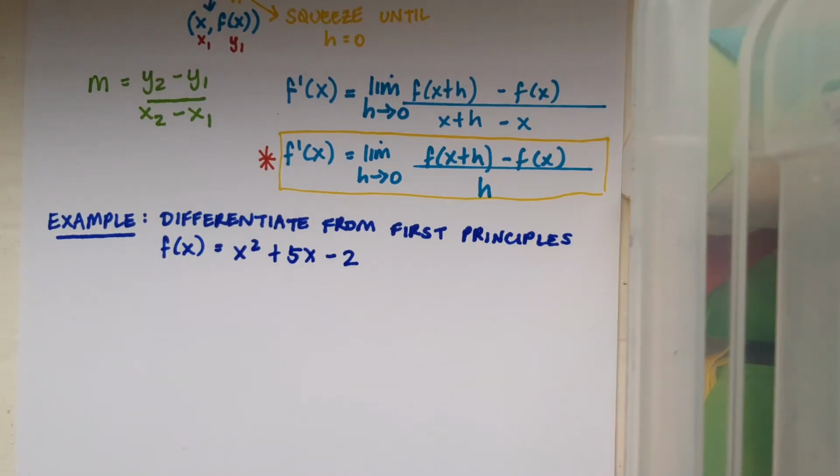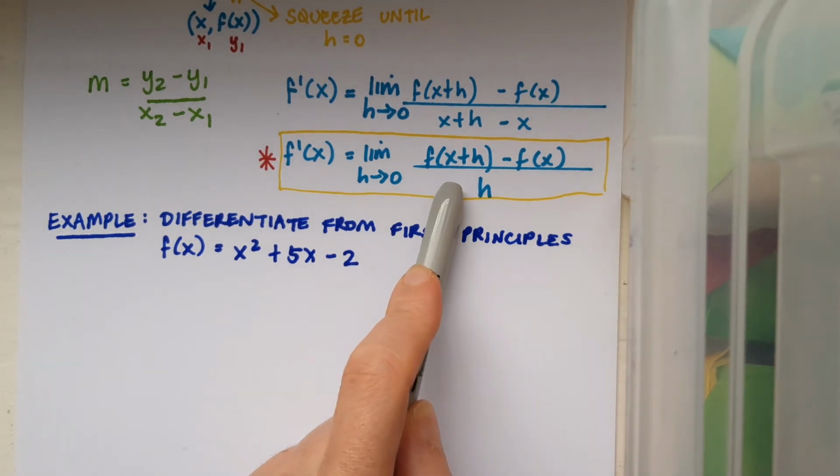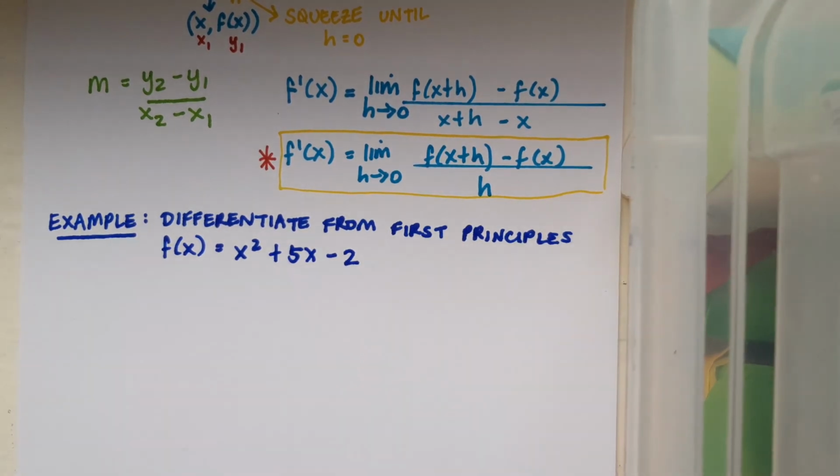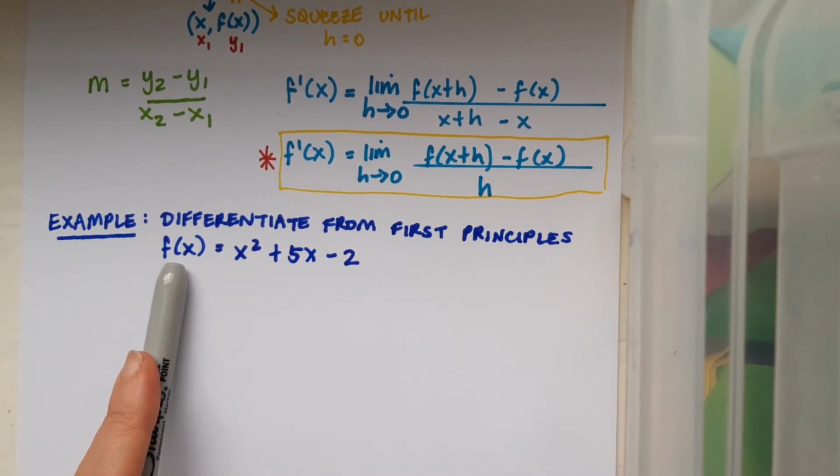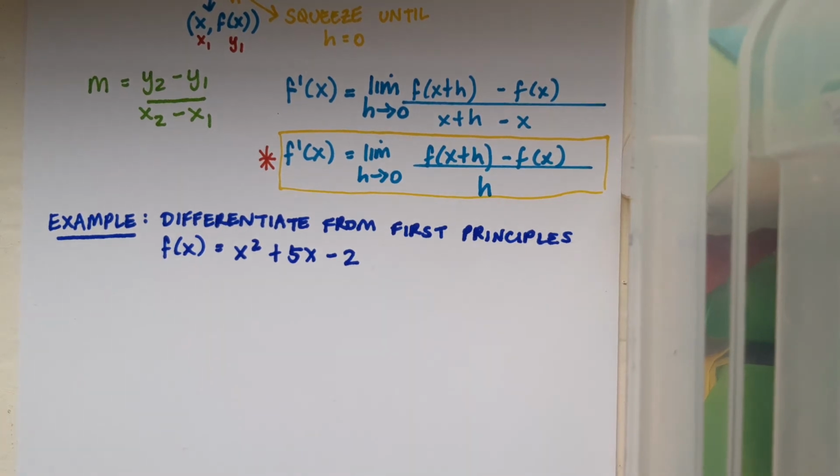So what does a question look like in practice? Well, here's an example. Differentiate from first principles, f of x equals x squared plus 5x minus 2. A couple of things to point out here. They mention first principles. I have to use this formula. Second of all, they've called it f of x equals, and there's my function. Just bear in mind, this could just as easily be called y equals x squared plus 5x minus 2. Remember that y and f of x are the same thing.